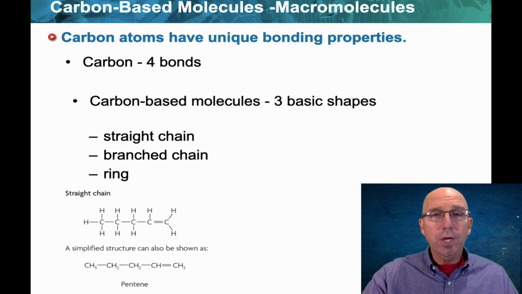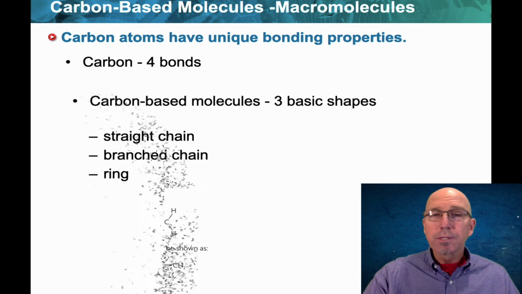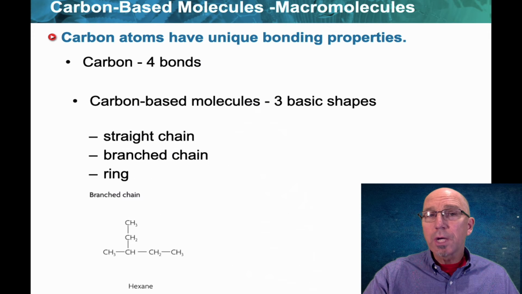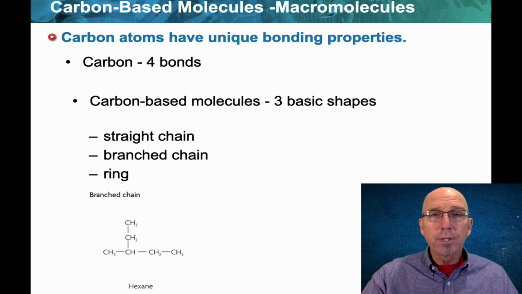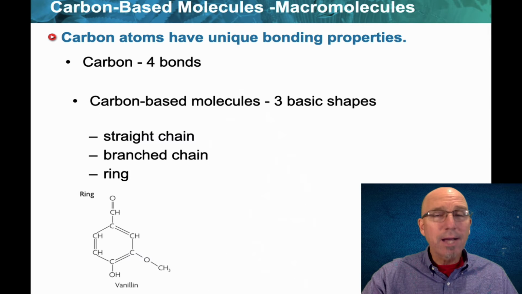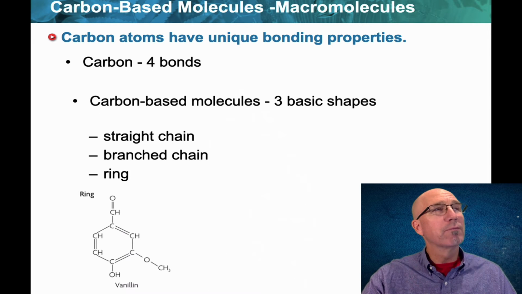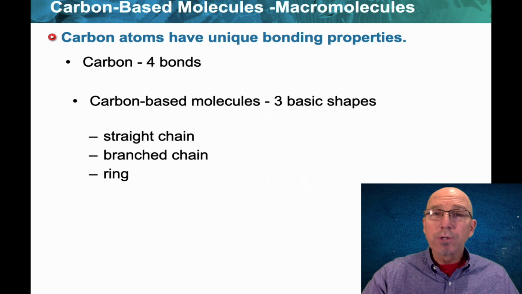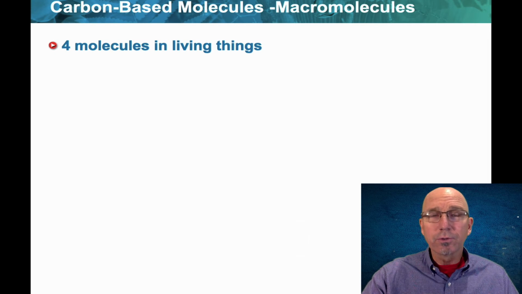So we're going to see these in models. Here's a straight chain of carbon, carbon, carbon, carbon, and sometimes carbons go in chains. Here's a hexane, where the molecules go in branches, right? But then it also forms rings too. We're going to see lots of rings. Here's vanillin. I love the smell of vanillin. Sugars are also in the shape of rings, and we'll take a look at those in a little while.